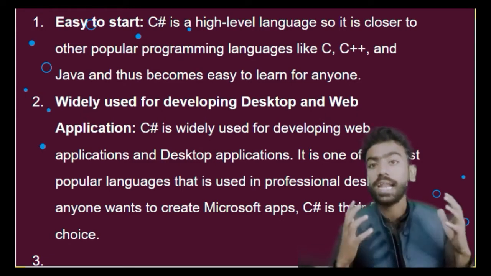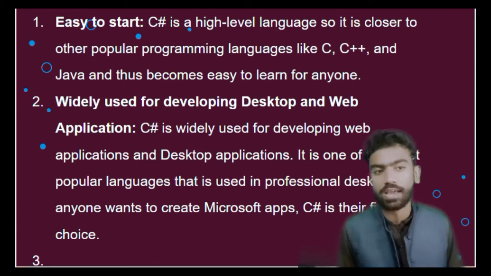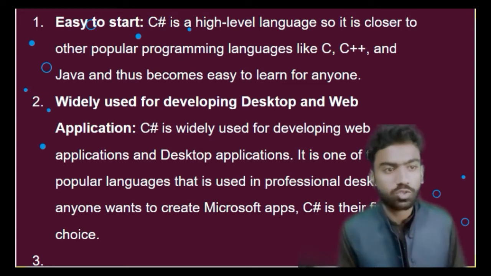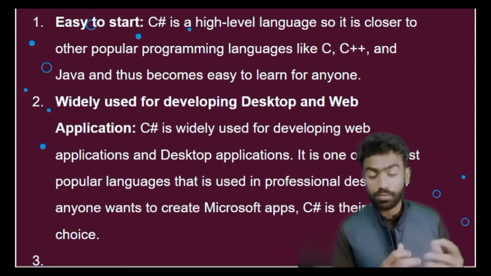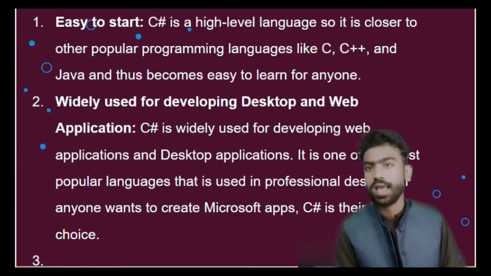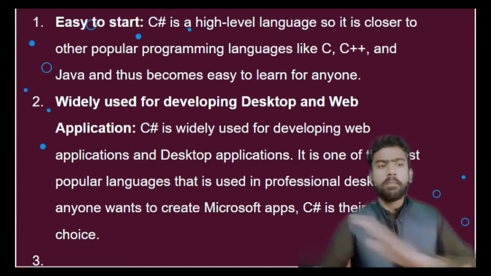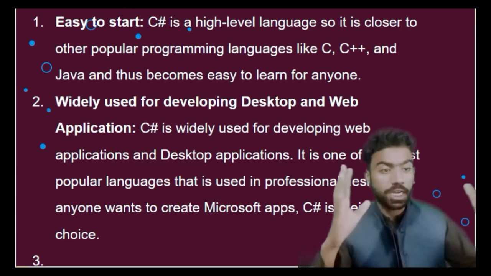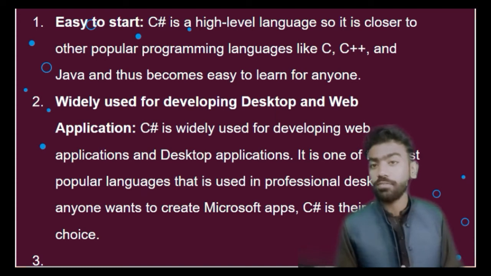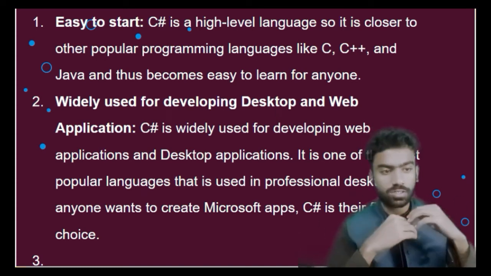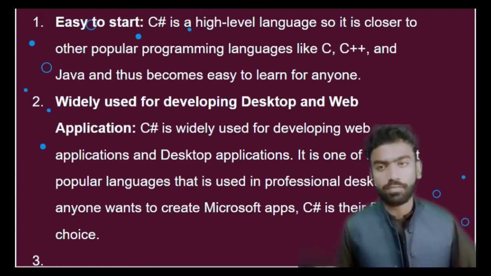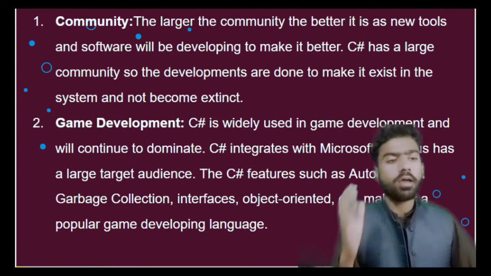Number one, easy to start. C Sharp is a high-level language, so it is closer to other programming languages like C, C++ and Java, and thus becomes easy to learn for anyone. Number two, it is widely used for developing desktop and web applications. It is one of the most popular languages used in professional desktop development. If anyone wants to create Microsoft apps, C Sharp is their first choice.